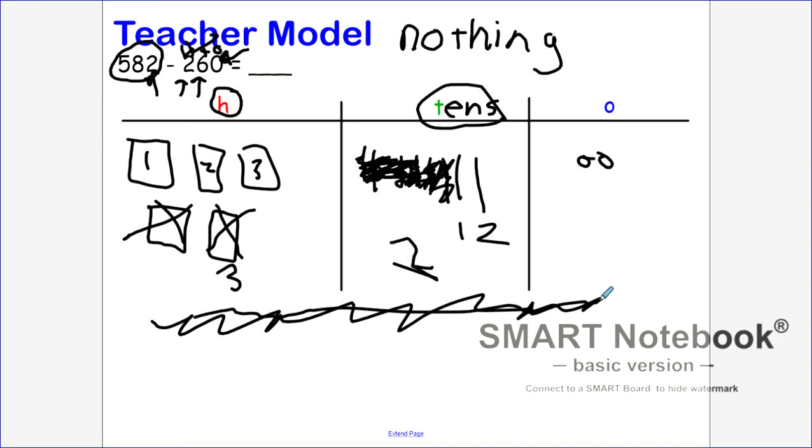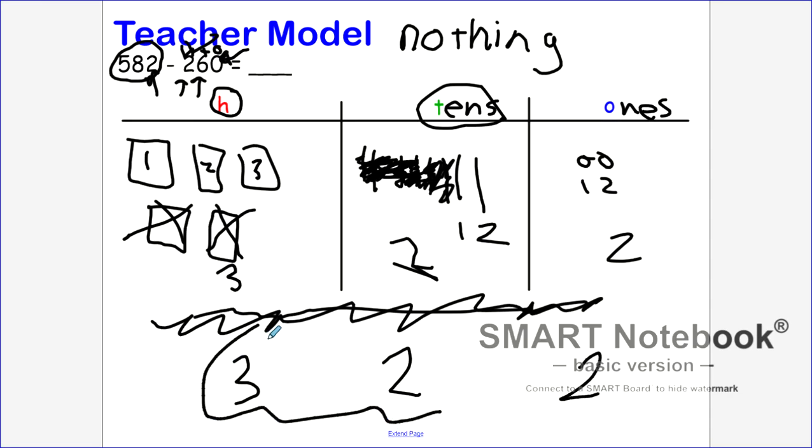There we go. And all I see over here is 1, 2. Nothing got crossed out. 2 ones would be counted as 1, 2. So it would be 2. 2 minus 0 is 2. Our hundreds are 3 hundreds. We have 2 tens, and the number 2 for ones. So our final answer is going to be 322. Let's see if that matches.